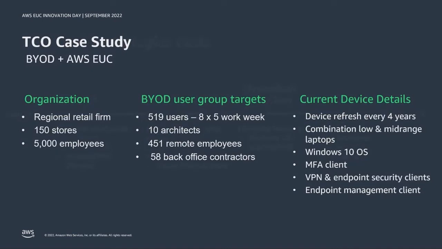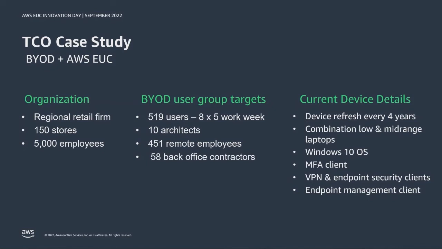Okay, so let's take a look at another TCO case study. And here we have an organization looking to migrate from company-owned or managed devices to a BYOD model and implementing AWS EUC services. This organization is a regional retail clothing firm with 150 stores and about 5,000 employees. They'd like to transition a couple of user groups representing about 500 users that are hybrid remote employees and contractors, to BYOD and deploy DaaS from AWS end user computing.